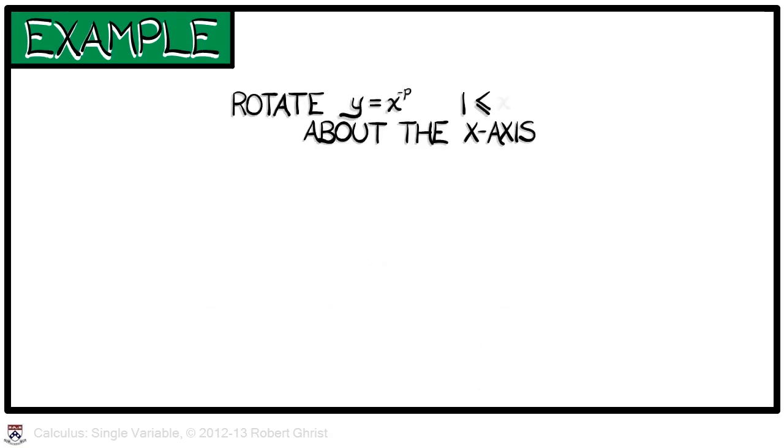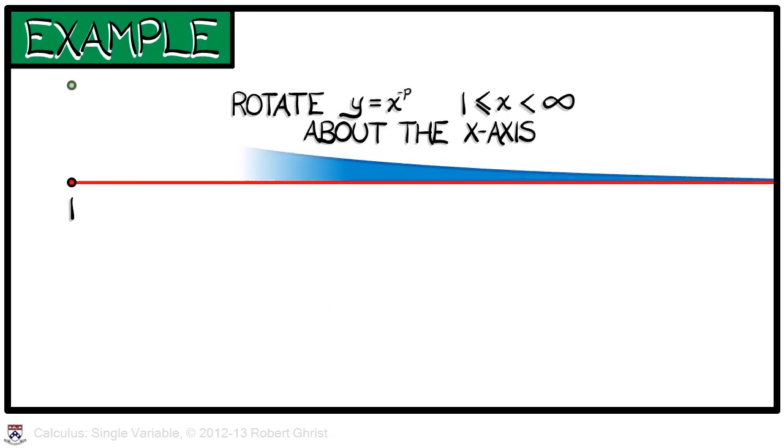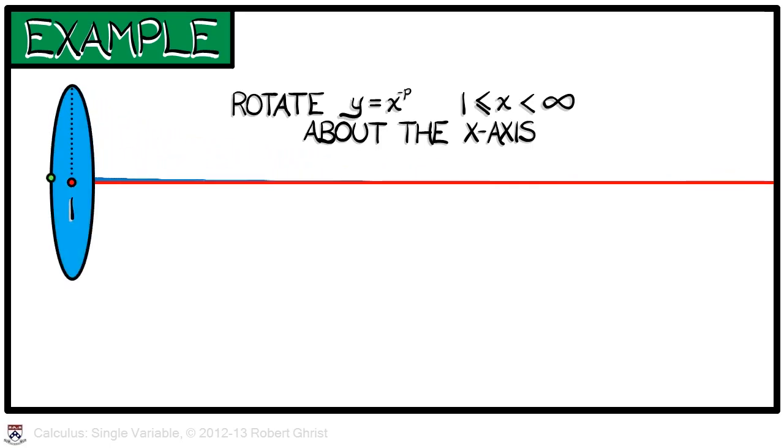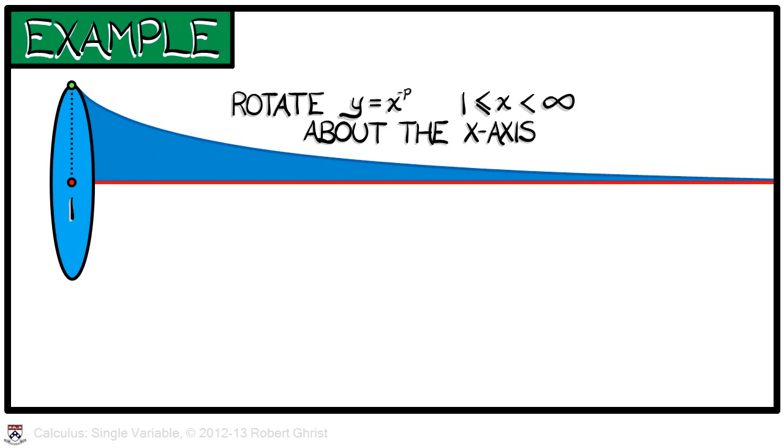Let's turn to a different example. This time, we're going to take the curve 1 over x to the p, as x goes from 1 to infinity, and rotate that curve about the x-axis. This is going to give us some improper integrals.